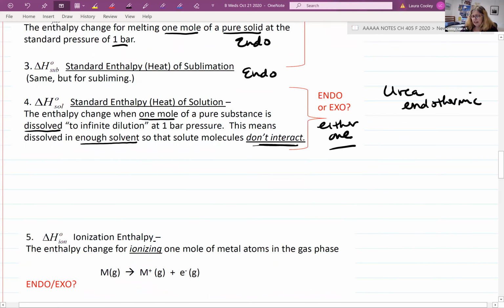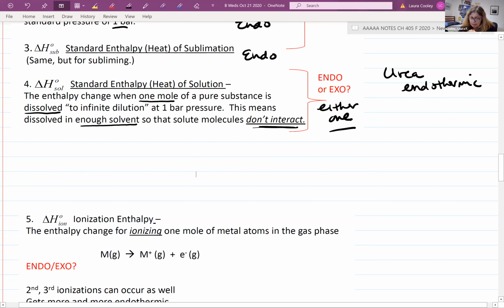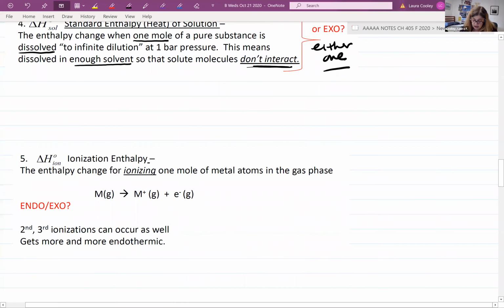And it depends, at least if you're dissolving liquids in liquids, on what the intermolecular forces are within a liquid, within another liquid, and then when they come together. This is something we teach in Chem 104. But anyway, that's a standard enthalpy of solution.